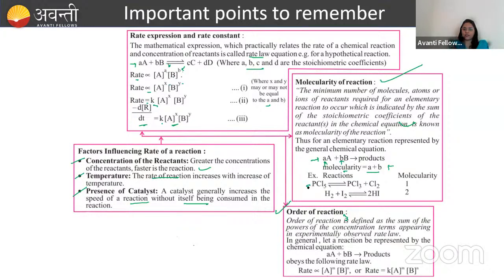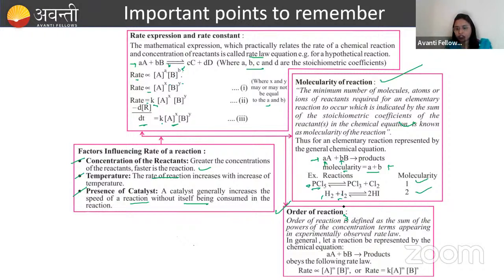So here you can see for PCl5, how many reactant molecules? One only. So molecularity will be 1. Here, how many molecules are there? H2 has 1, I2 has 1. So overall molecules are 2. So that's why molecularity will be 2. Right? Next, order of reaction.